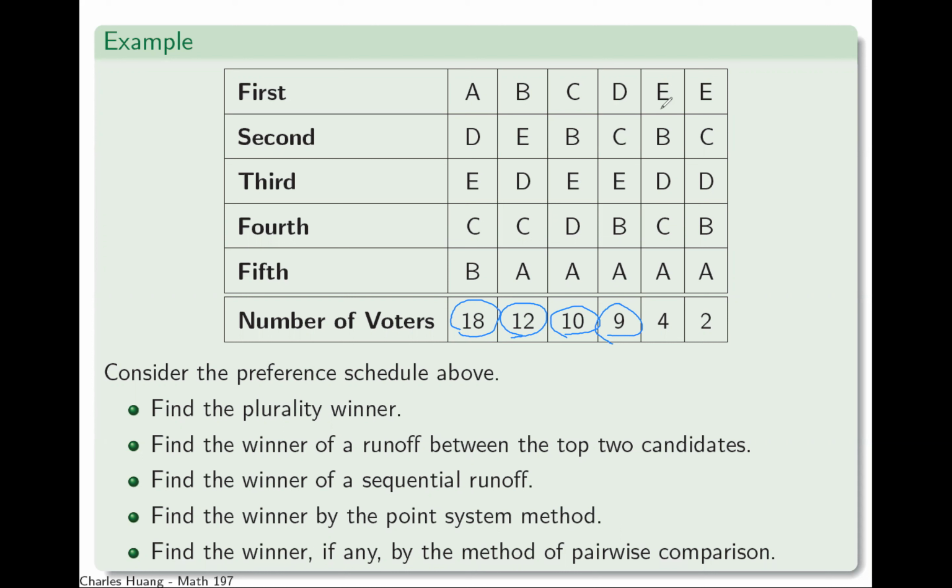But now notice E, there are 2 different columns who pick E first. So E actually has 6 votes in total. The candidate with the most number of votes is A. A has 18 votes, so A is the plurality winner.